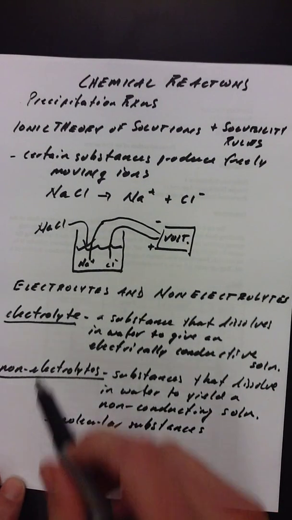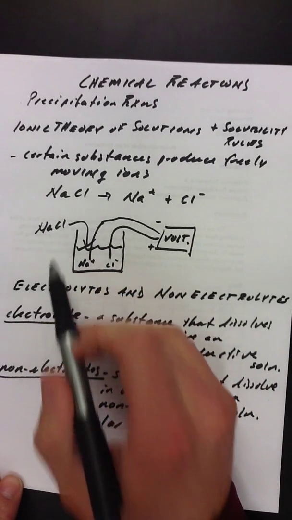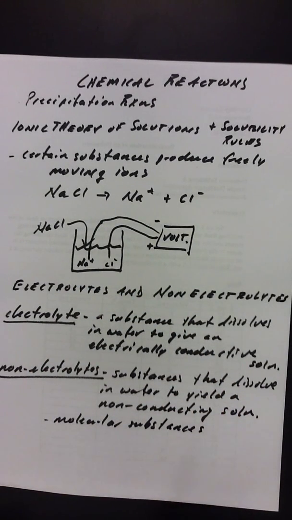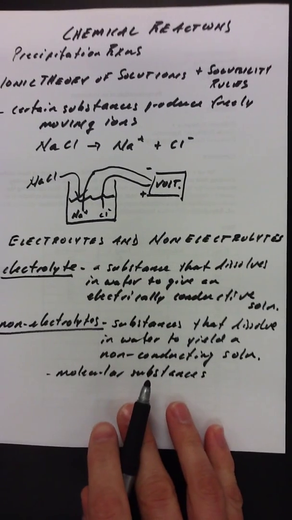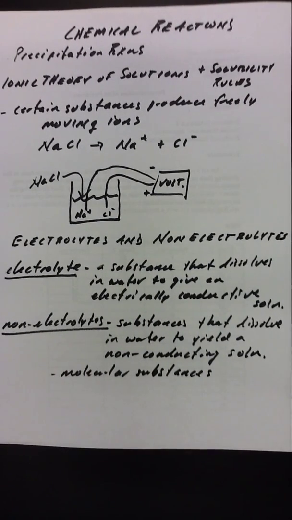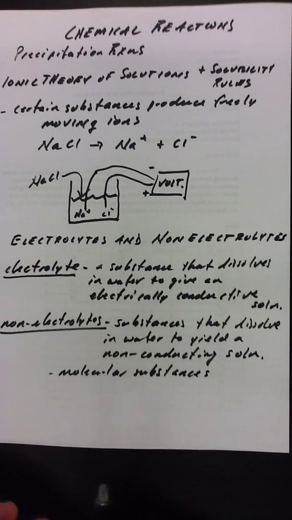So in our example, we replaced the sodium chloride with sucrose, and we noticed that there was a negligible change in the amount of current that was passing through that voltmeter. So typically these are molecular substances that are non-electrolytes. It is not to say that all molecular substances are non-electrolytes, but typically non-electrolytic solutions are molecular substances.